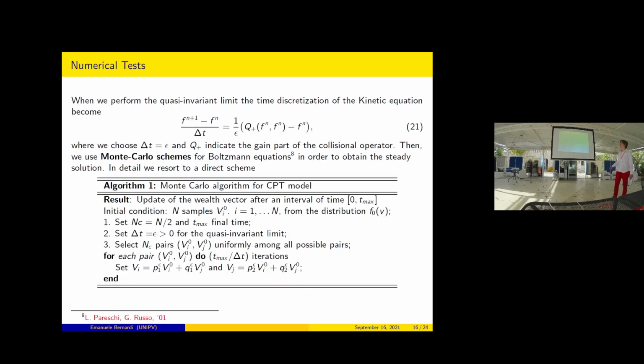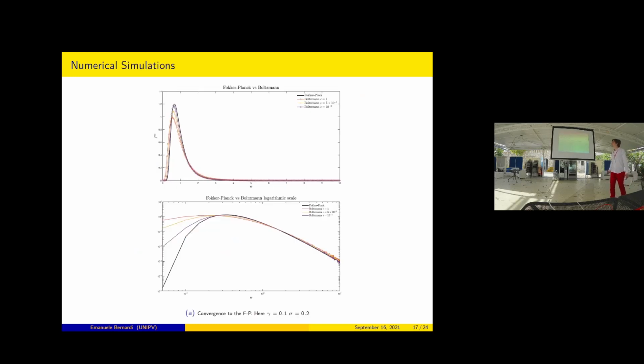Now we can proceed with the numerical tests that we have performed. Firstly, we have studied a simple CPT model with some Monte Carlo simulation, a direct scheme simulation. We have sampled a large number of agents, and we have performed a huge number of interactions, in order to see if, as forecast by the quasi-invariant limit procedure, we obtain the equilibrium that we obtained solving the Fokker-Planck equations. As we can see here, as epsilon decays to 0 in the simulations, we obtain a convergence of the wealth distribution to the Fokker-Planck solution that we have obtained theoretically.